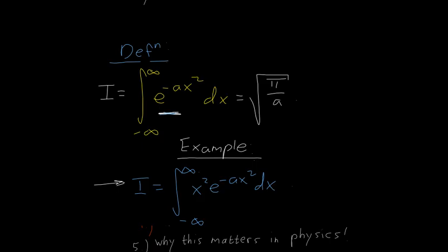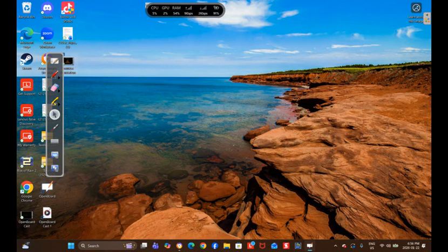You'll notice that we have a product of x squared times e to the negative ax squared. If we focus on this part of the integrand, the function, it's a bell curve. So let's look at that. Let's go to a simulation that I created. I'm just going to open the media player.